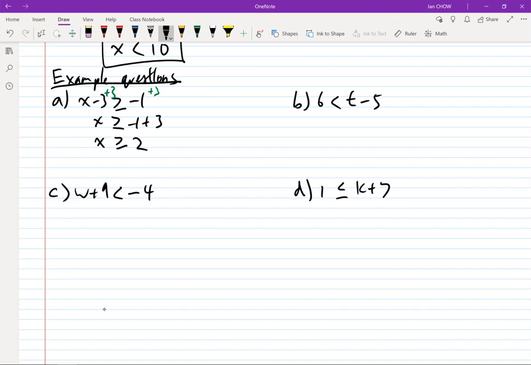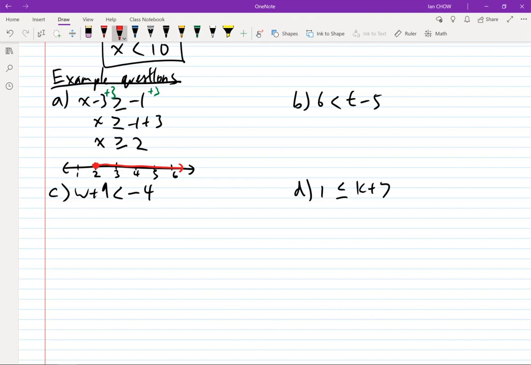But if x is greater than or equal to 2, if we're going to graph this, then we will have 2 over here. Let's see, 1, 3, 4, 5, 6. And then I'm going to draw a solid dot because it is inclusive of 2. It is equal to 2 as well. And then we have an arrow that goes to the right like this.